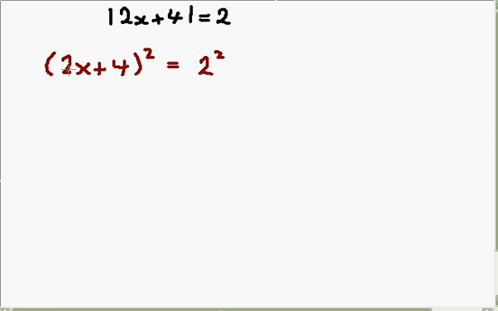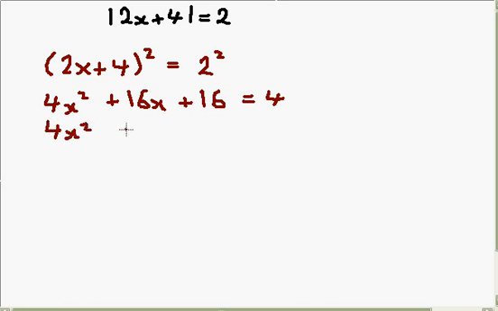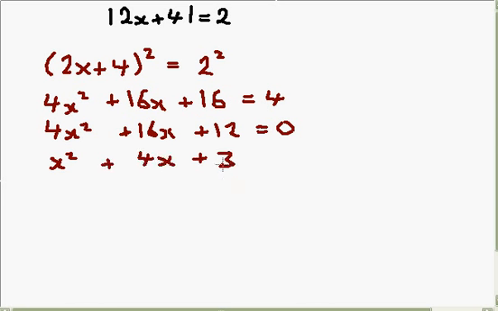because otherwise you'll get confused when you're multiplying out brackets. So I'm going to multiply out the left-hand side, and I get 4x squared plus 16x plus 16, and on the right-hand side of the equation I'm just getting 4. So I'm going to tidy this up a bit. I've got 4x squared plus 16x plus 12 is equal to 0. I'm going to divide all the way through by 4 to clean it up a little bit more. So x squared plus 4x plus 3 is 0.